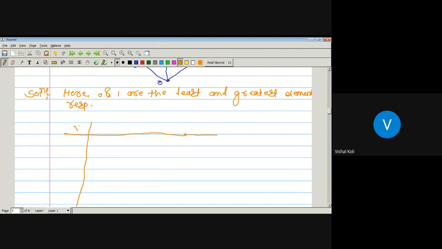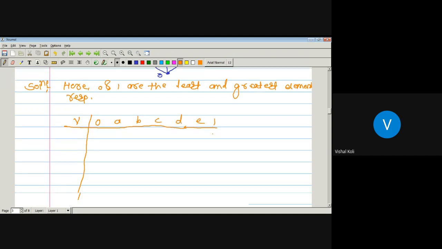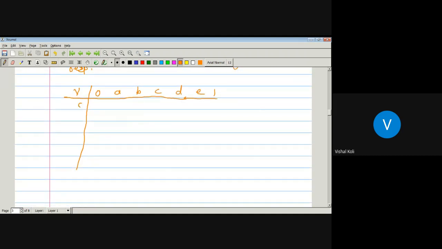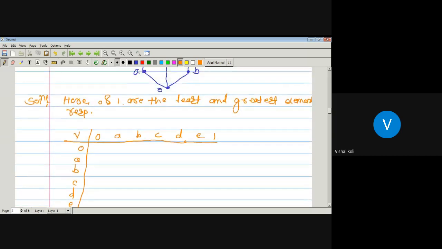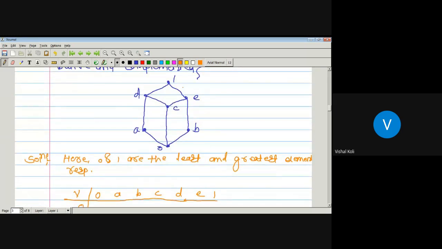With respect to the operation join, elements are 0, A, B, C, D, E and 1. Same for this one, like 0, A, B, E, and 1. Okay, so this will be a Hasse diagram. What is the join of 0 and A?